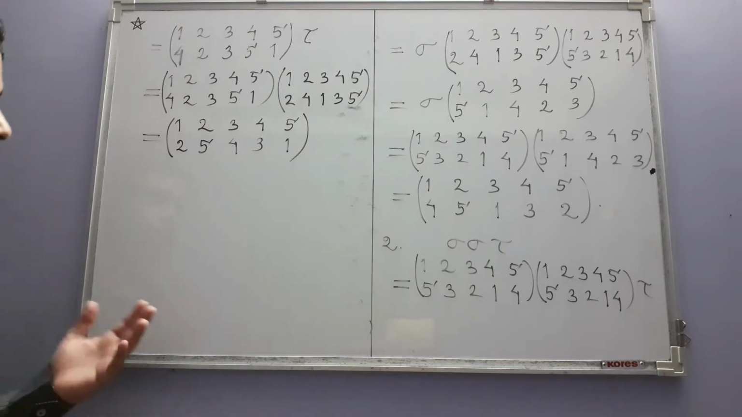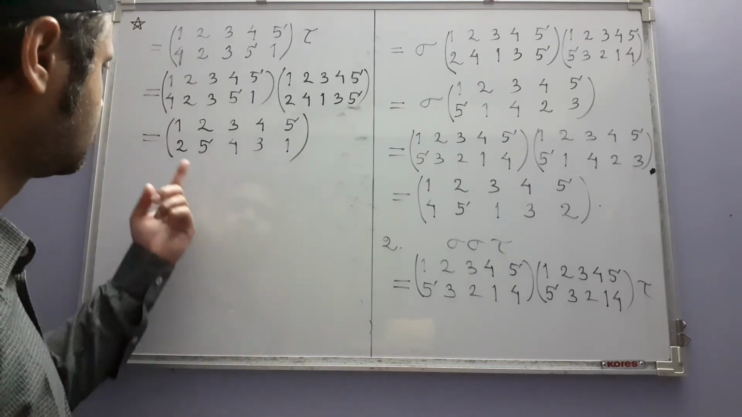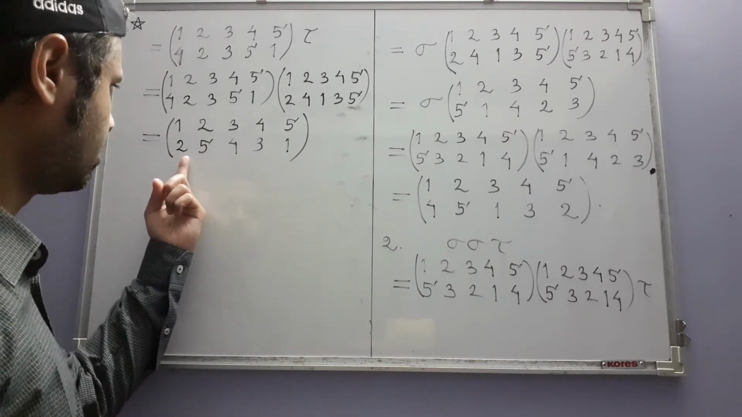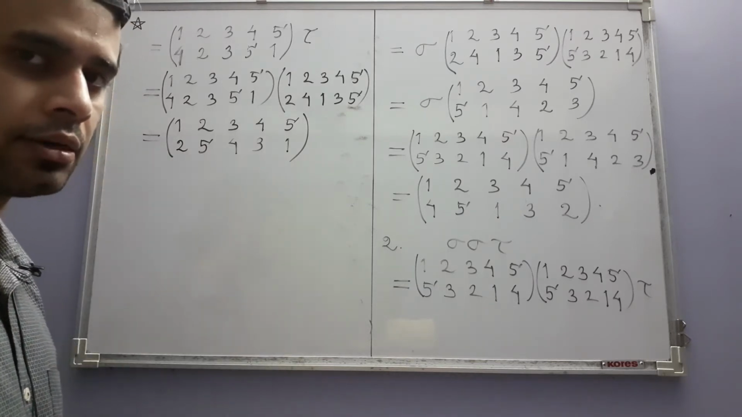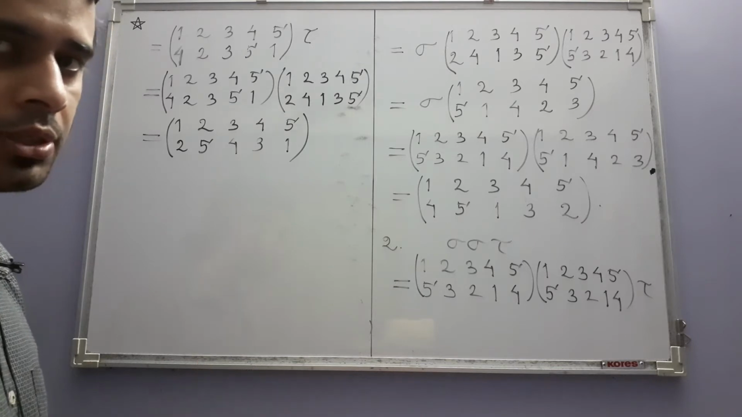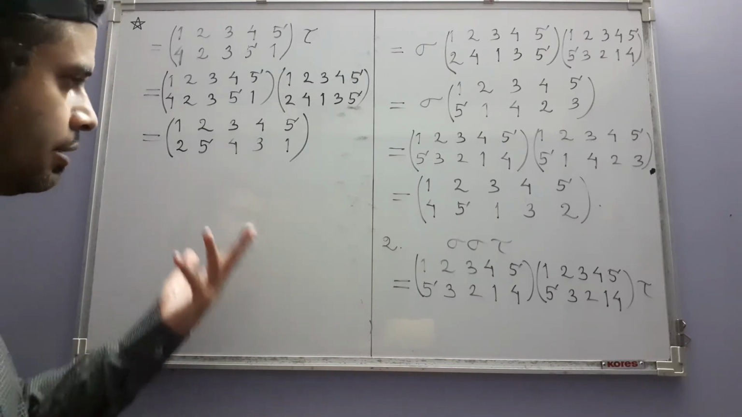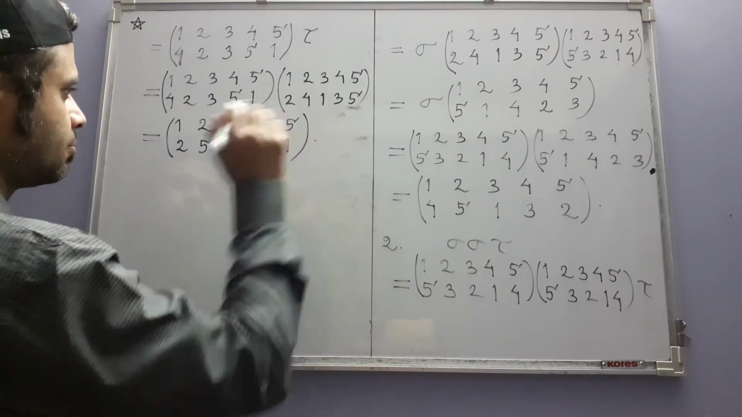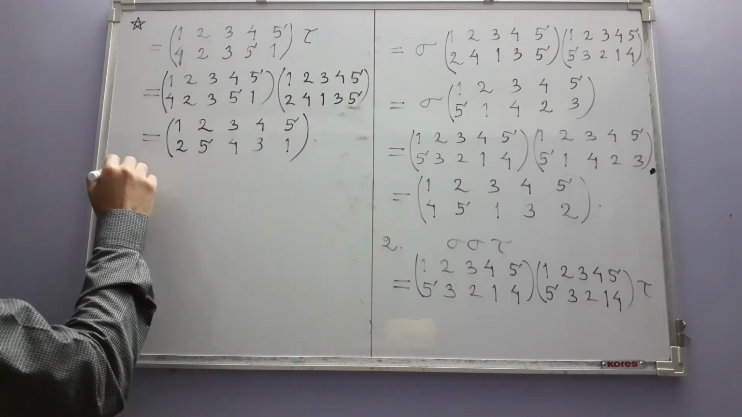In these calculations, these products, if it happens that in the second row a number is repeated, that automatically tells you that you have made a mistake, because then it's not a permutation, not a bijection. So this is the second one.